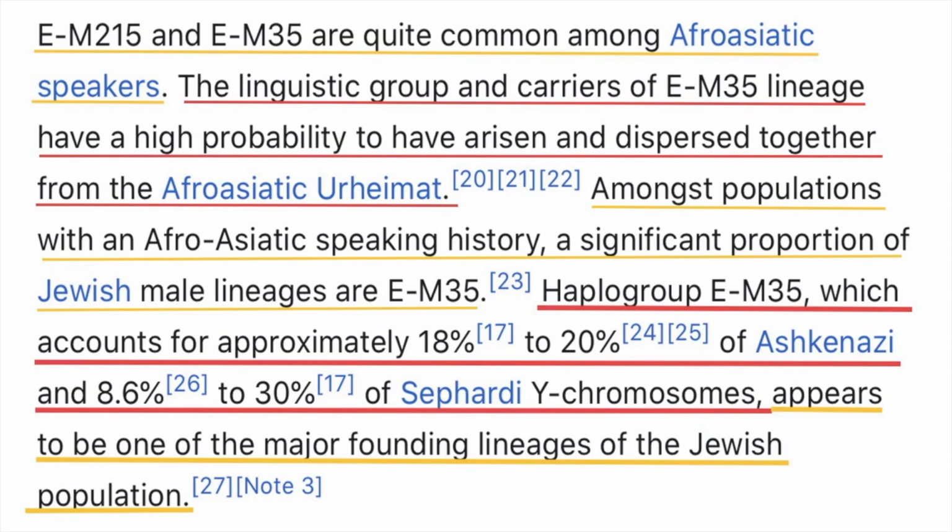So basically, one of the oldest family trees in the world claiming descent back to King David has haplogroup E. That's very, very interesting. And just to go further into that, when it comes to various Jewish groups with haplogroup E, it is quite common. E-M215 and E-M35 are quite common among Afro-Asiatic speakers. The linguistic group and carriers of the E-M35 lineage have a high probability to have arisen and dispersed together from the Afro-Asiatic homeland. Amongst populations with an Afro-Asiatic speaking history, a significant portion of Jewish male lineages are E-M35. Haplogroup E-M35, which accounts for approximately 18% to 20% of Ashkenazi and 8.2% to 30% of Sephardi Y chromosomes, appears to be one of the major founding lineages of the Jewish population.